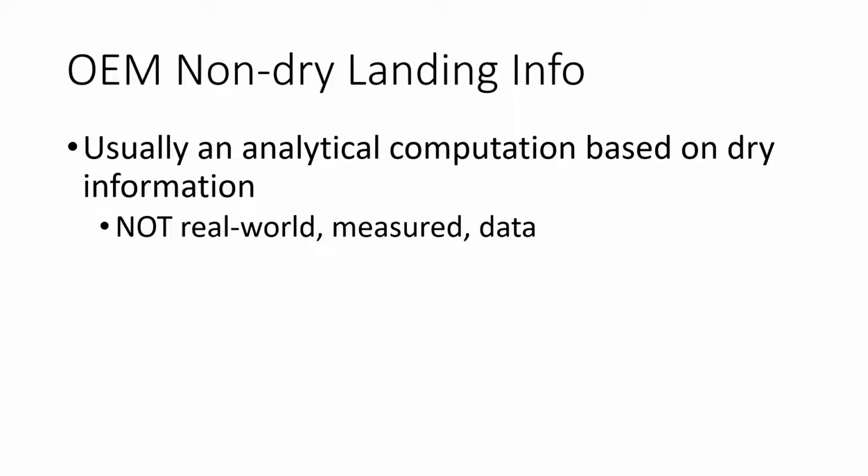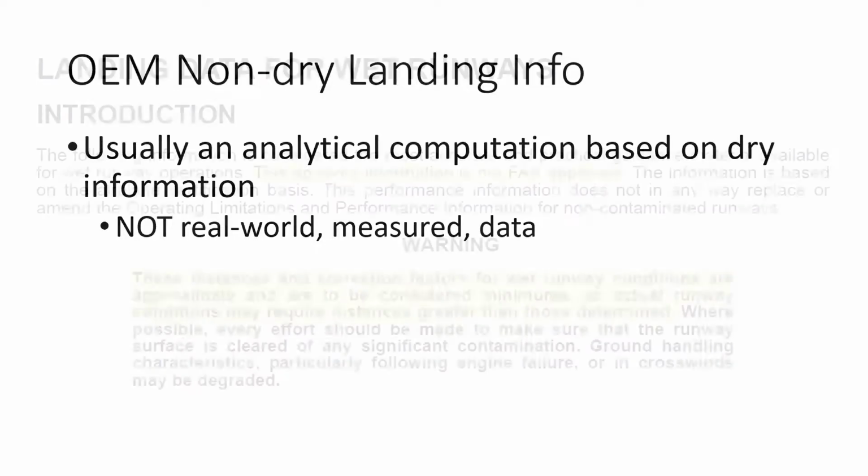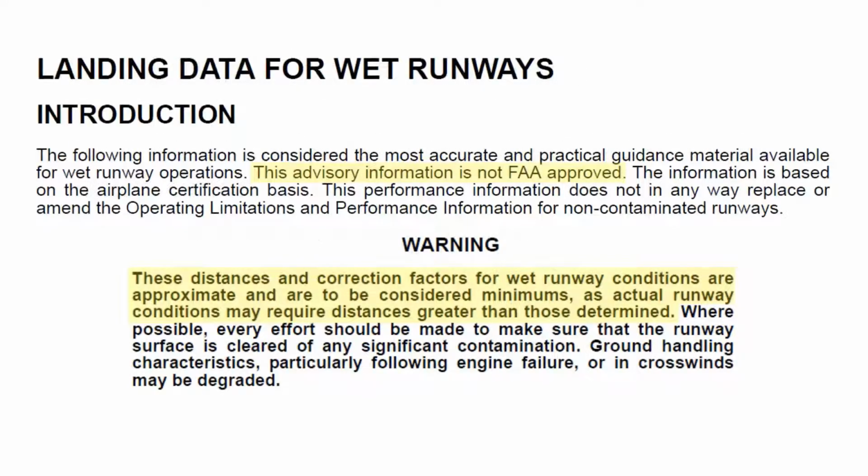There is no requirement that a test pilot goes out and lands on a wet runway and says, yes, this is how much runway was required to stop the airplane at this weight, at this altitude, at this temperature. So it's typically done based on a mathematical computation. And Textron Cessna tells us this. This is an excerpt from an AFM for one of our 525s. And it tells us for wet runways, this is advisory information. It is not FAA approved.